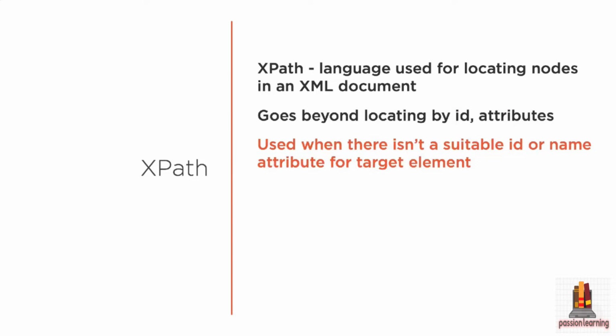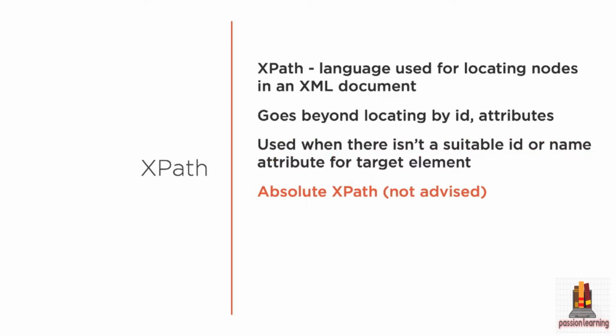One of the main reasons for using Xpath is when you don't have a suitable ID or name attribute for the element you wish to locate. You can use Xpath to either locate the element in absolute terms or relative to an element that does not have an ID or name attribute.